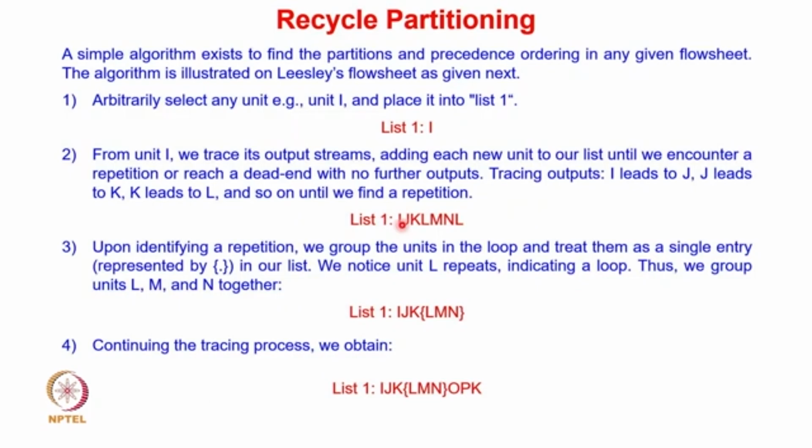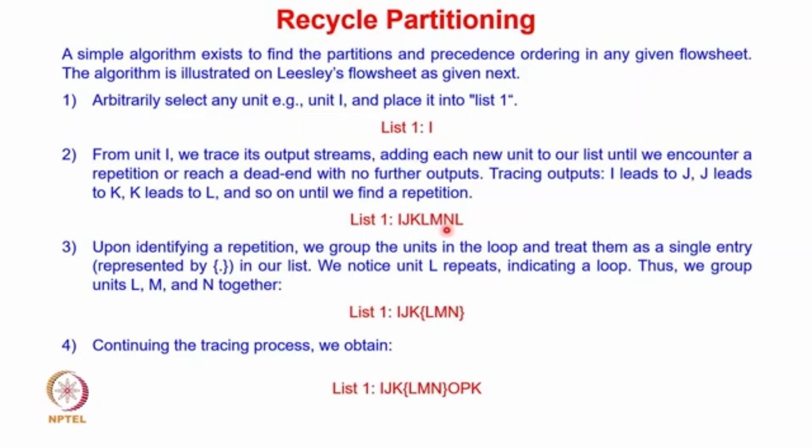So in this case, you can see that from I, we will go to J, J to K, K to L, L to M, and M to N, and finally L. So now you can see that this L and this unit L both are repeating. When we identify a repetition, we group the units in the loop and treat them as a single entity. So here L, M, N, these three units, we have to group them and consider them as a single unit, and that is represented by this bracket.